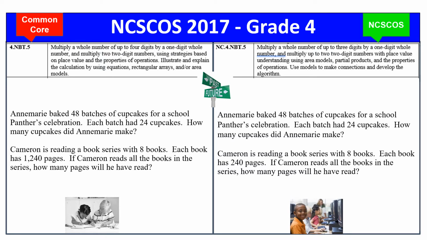NC 4NBT5 is very similar to the original Common Core standard. However, students are only expected to multiply a one-digit number by another number with up to 3 digits. Originally, students were expected to multiply a one-digit number by up to a 4-digit number. Students continue to multiply two-digit numbers by other two-digit numbers. Students continue to use models to do so. Students are not required to master the U.S. standard algorithm for multiplication, but once students are fluent using models, the algorithm may be introduced by connecting to the model.